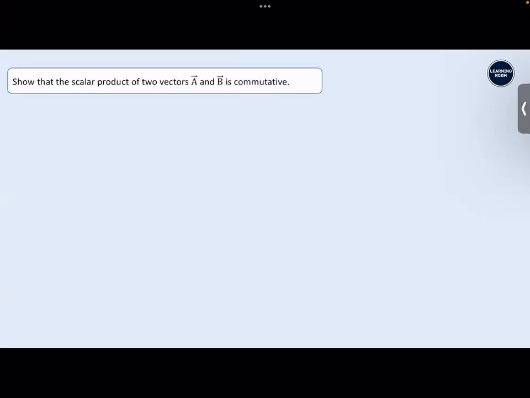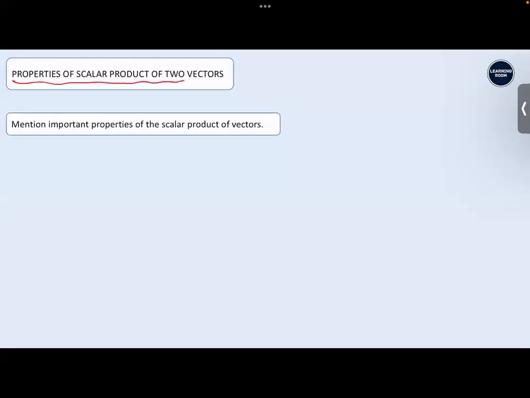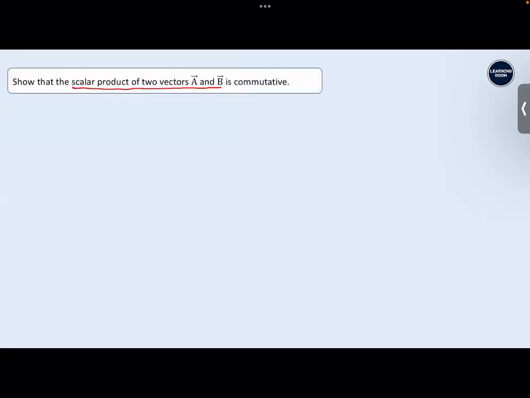First one is: scalar product of two vectors A and B is commutative. Make a note of it. So the heading is properties of scalar product of two vectors, in which the first property is what? The scalar product between A and B is commutative, meaning A vector dot B vector is equal to B vector dot A vector. Is it clear? So A vector dot B vector is equal to B vector dot A vector.